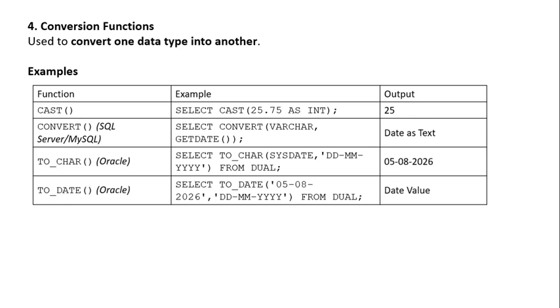So the date prints with the month first, and after that the year. And the TO_DATE function in Oracle: SELECT TO_DATE with the date inside, like 05, with 08 as the month, and 2026 as the year, and in single quotes the format 'DD, MM, YYYY' (sorry), then FROM DUAL; with a semicolon, so the date values are shown.